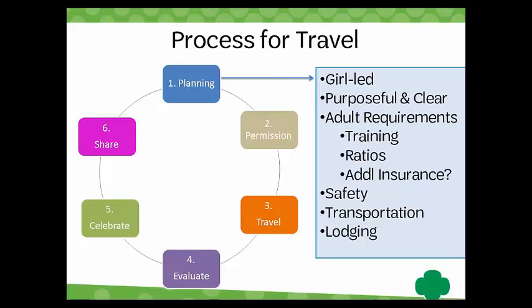When it comes to adult requirements, we want to make sure we have the training we need, we're following the ratios, and if we have tag-alongs that we're purchasing additional insurance. We talked about safety planning and how to involve the girls in the safety planning. And then we talked about a couple of items when it comes to transportation, some of the options that you have, and when it comes to lodging, some things to remember.